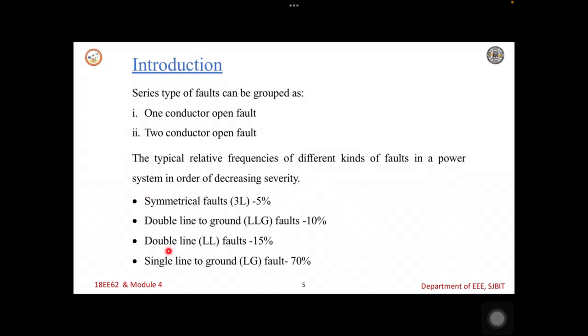From experience of different faults over many years, it is found that the most frequently occurring fault is the single line to ground fault, which is 70% of the faults. The most rarely occurring fault is the symmetrical fault, only 5%. Line to line fault is 15%, and double line to ground fault is 10%.